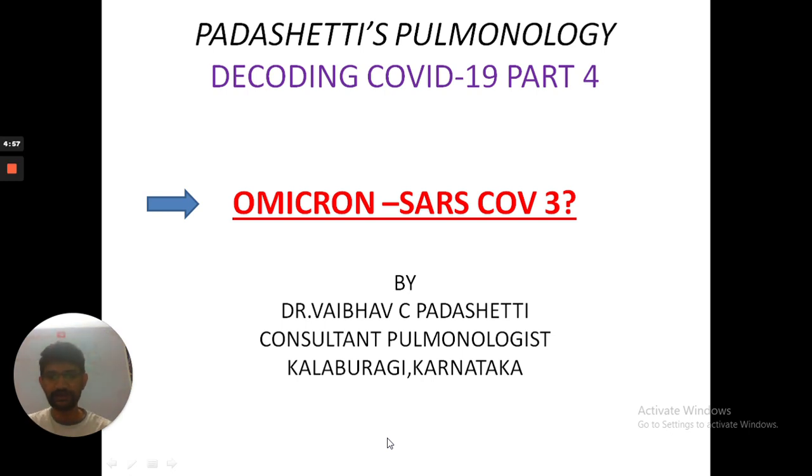And today's topic is Omicron. As WHO says, it's a new variant seen in South Africa. What I believe it could be just a totally new virus, that is SARS-CoV-3. This is what I believe, not published anywhere. Okay. Without wasting much time, let us come into the discussion regarding this Omicron.